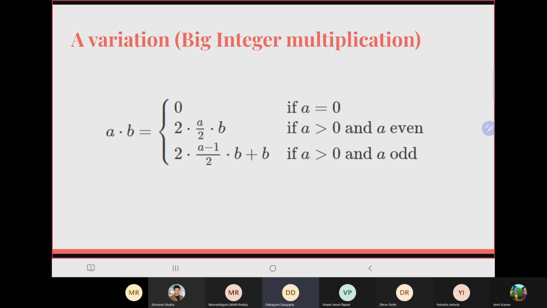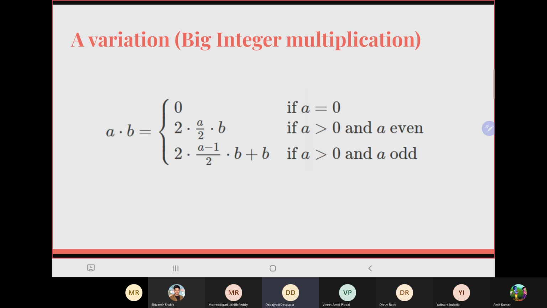Okay. Yeah, a variant of this. So we applied this approach for the power when we are using binary exponentiation. But instead of binary exponentiation, when we are multiplying very big integers, like 10 power 4 digits of integers, at that time also you can use this thing.